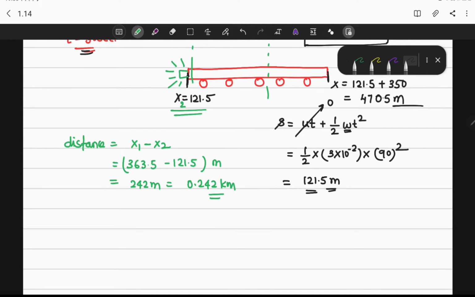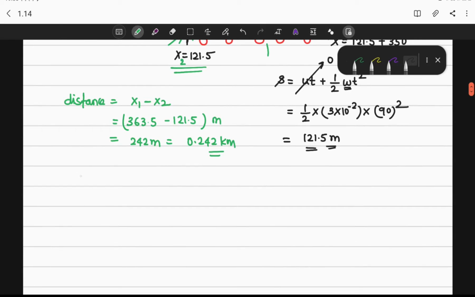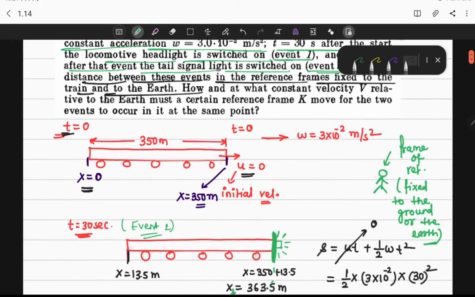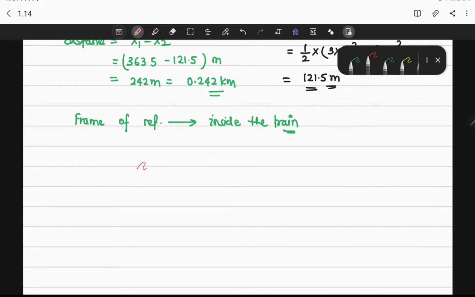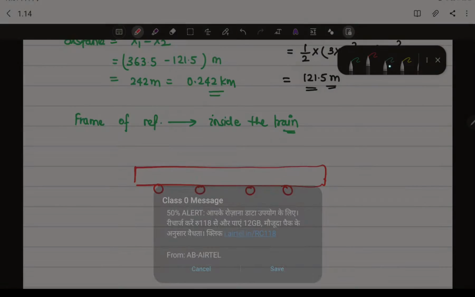Now the second part is asking to find the distance between these two events in the frame of reference of the train. In that case, the frame of reference is inside the train. So let us say that this is the train and the reference is actually sitting inside.